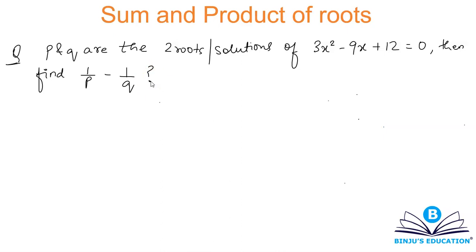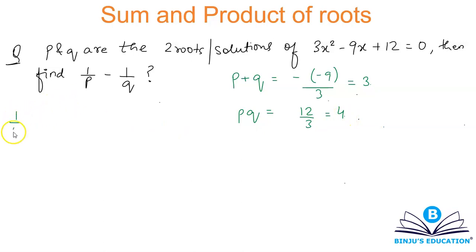So follow the same drill. Pause the video, try the question yourself, and then play back the video in order to understand how to solve this particular question. Alright, let's see how we can solve this one. So I can again say that the sum of the roots, P plus Q, is minus b by a, so that's minus of minus 9 divided by 3, which is equal to 3, and the product of the roots is equal to c by a, so that's 12 by 3, which is equal to 4.